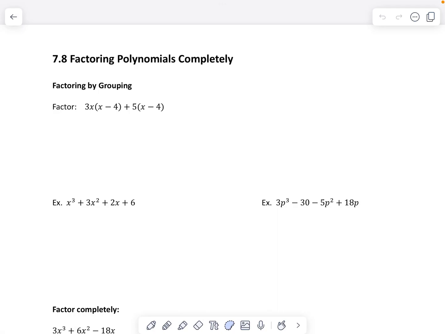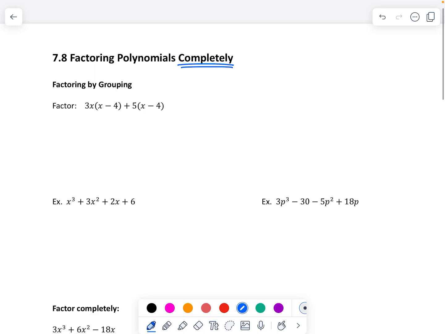All right, we have made it to our final section in Chapter 7, and this is the grand finale. We are going to be factoring polynomials completely, and completely is the key word here because it's not just going to be two parentheses, as you'll see. So that is going to be our key word here. Two types of factoring we're going to do. The first thing we're going to look at is factoring by grouping.